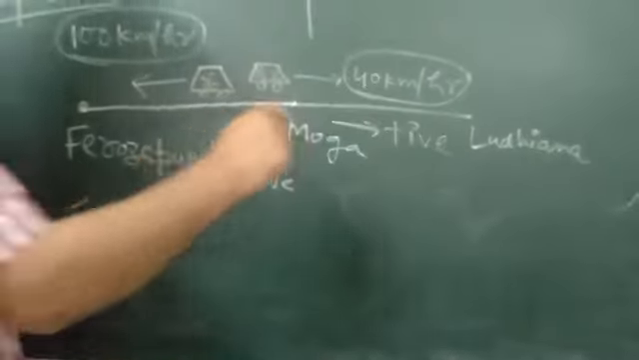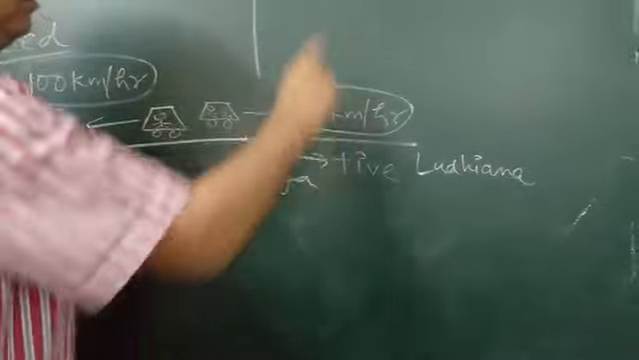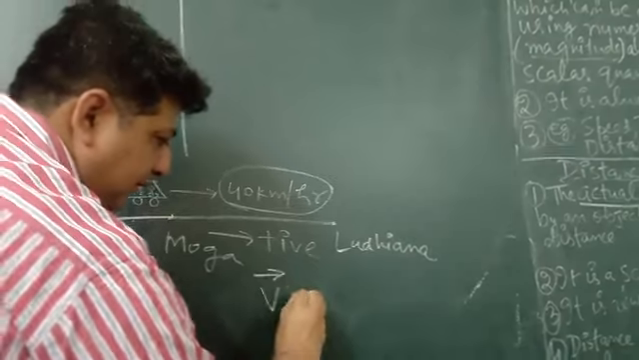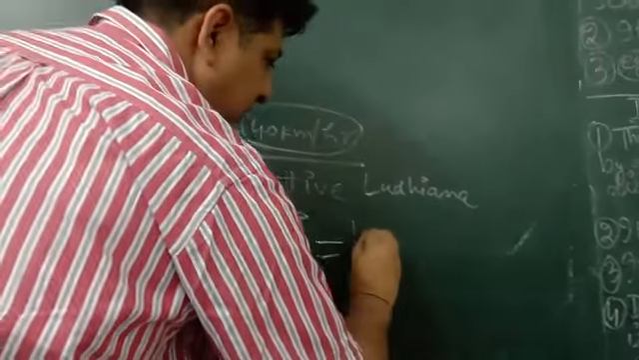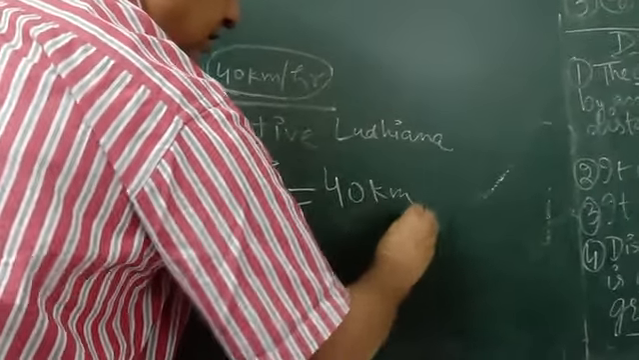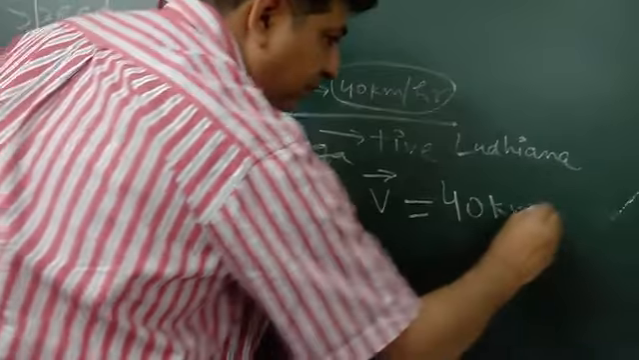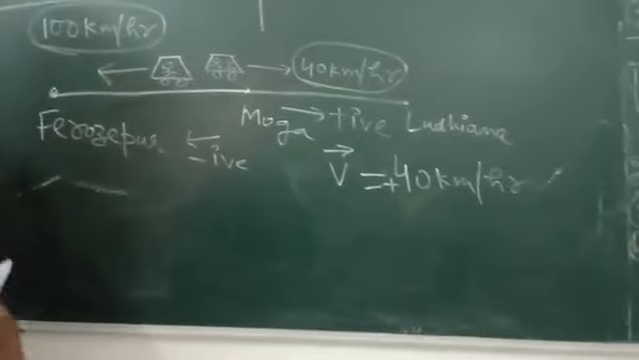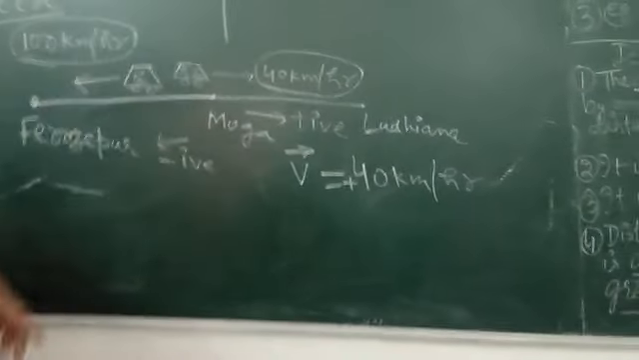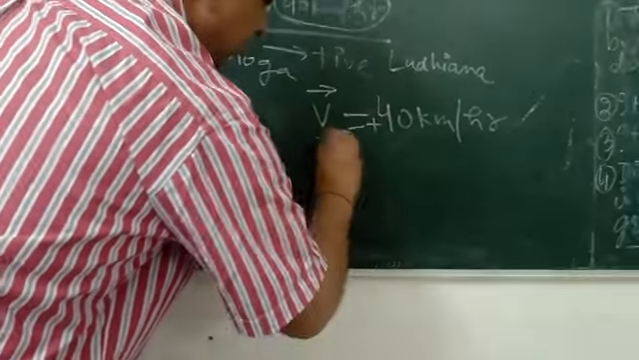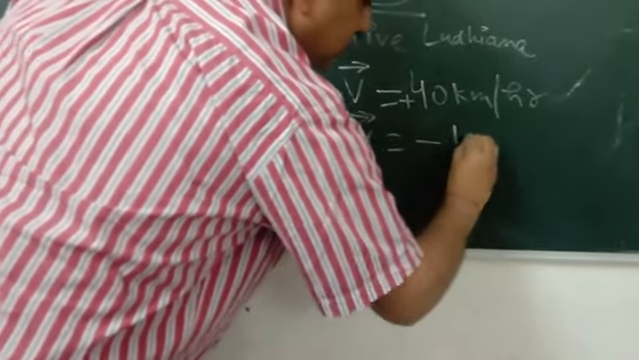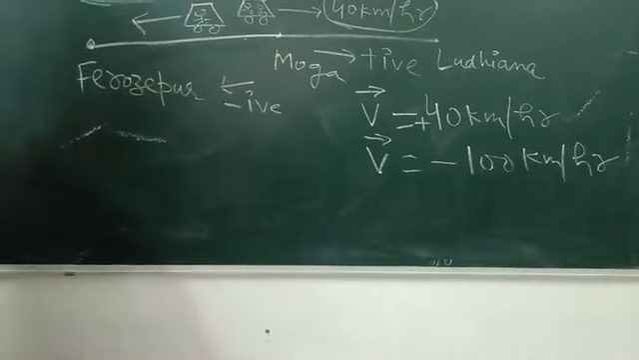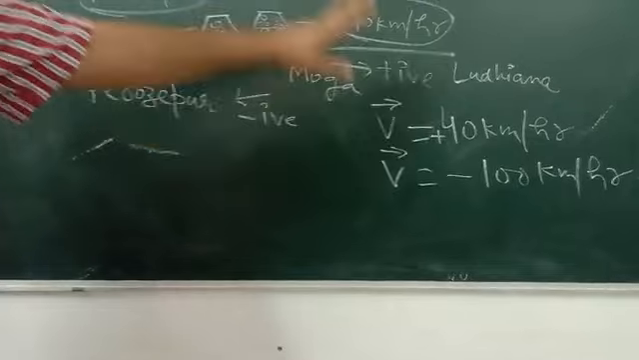So, if we have to define, how do we define velocity in this? This velocity is written as that this car is going at a speed of 40 kilometers per hour with a positive sign. And this car, which is going in this direction, goes with a negative sign. This is the way we use the concept of velocity.